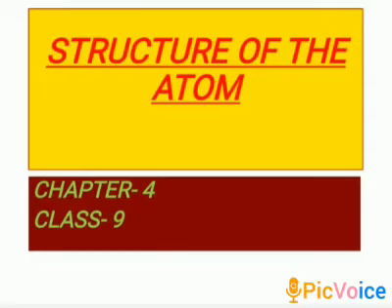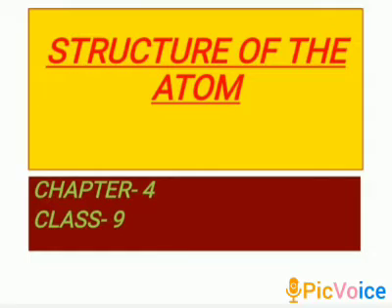Atoms have smaller particles in them, which are called subatomic particles. Atoms are made up of three subatomic particles. Which are they? They are electrons, protons, and neutrons. Electron has negative charge, proton has positive charge, whereas neutron has no charge. That's why it is called neutron.